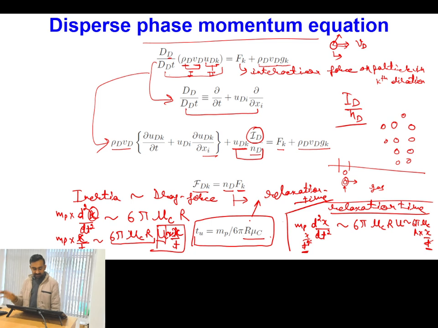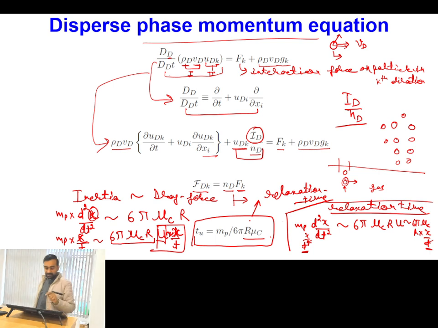So it means that if I give you the mass of a solid particle, and if I tell you that this particle is of spherical shape having radius r, and if I tell you that mu c is the viscosity of the surrounding continuous phase, then you can tell me how much time the particle will take to come into equilibrium with the surrounding phase. From here you can see that this relaxation time is directly proportional to the mass of the particle. So if the mass of the particle is more, its inertia will be more and it will take more time to come into equilibrium with the surrounding.